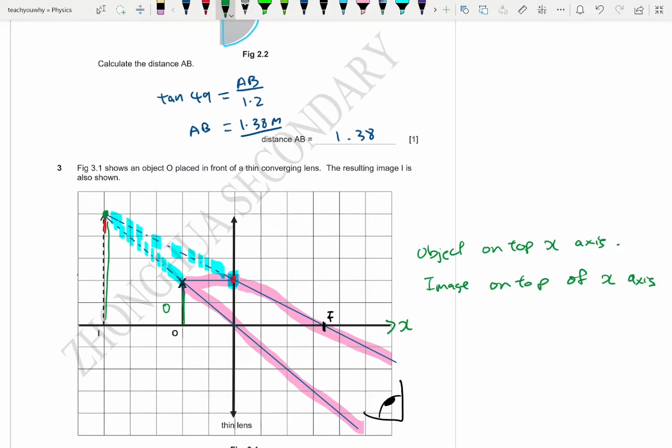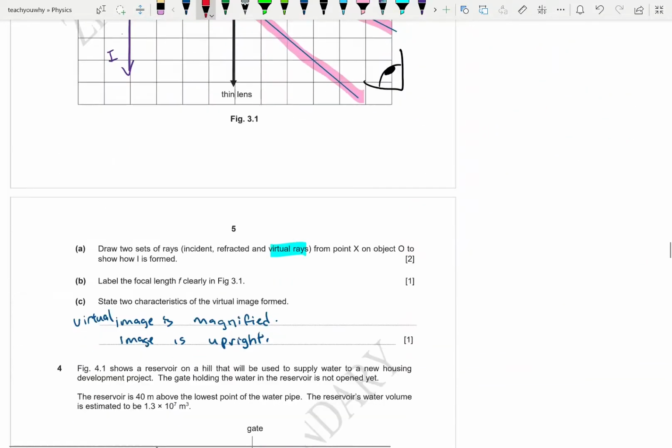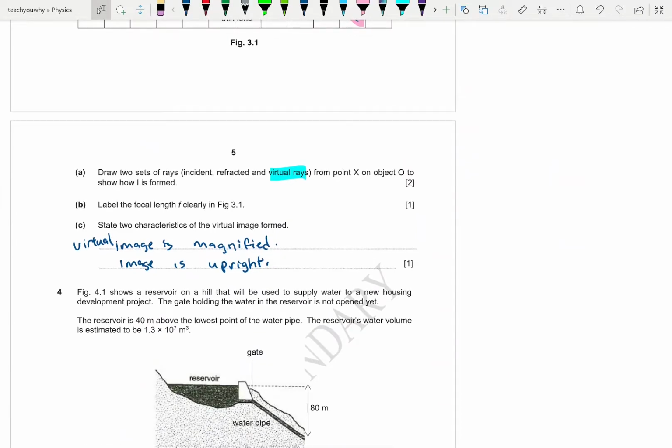Now, how will inverted be like? Inverted will be something like, let's say I have an object that is upright here, but my image is like this. Then we will say that in this case, the purple and the green is inverted. But in this answer, if you compare the red line and the green line, the image, the red line, is on top, the object is also on top, so we say that they are upright and magnified.